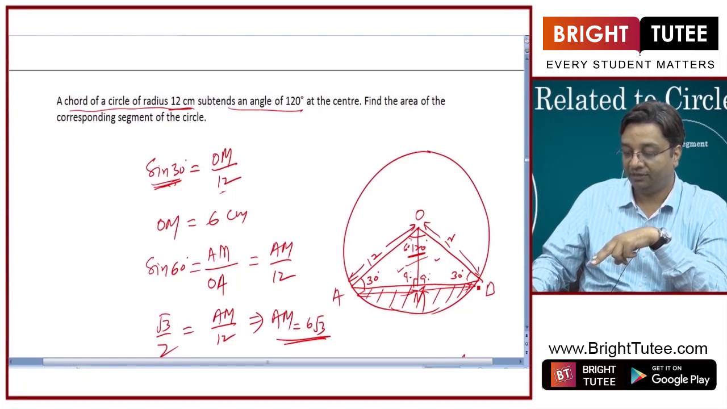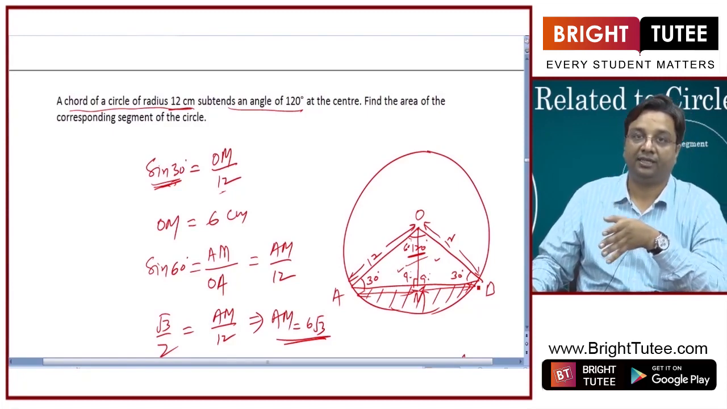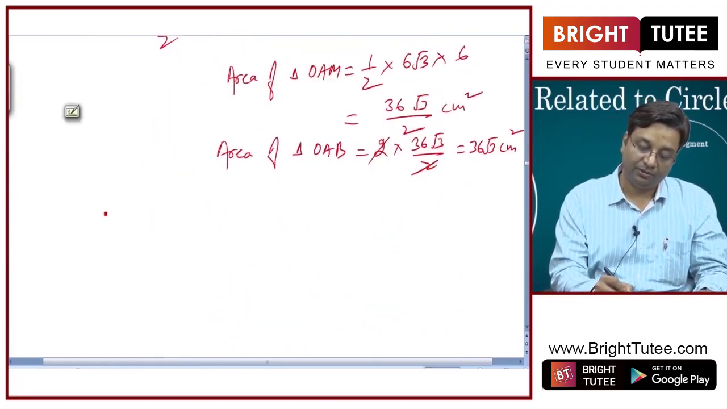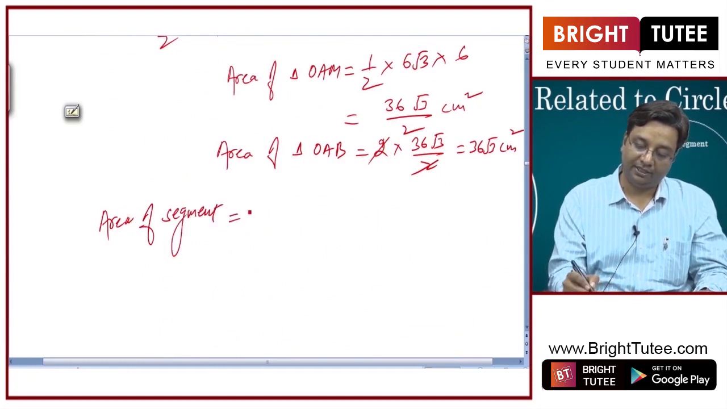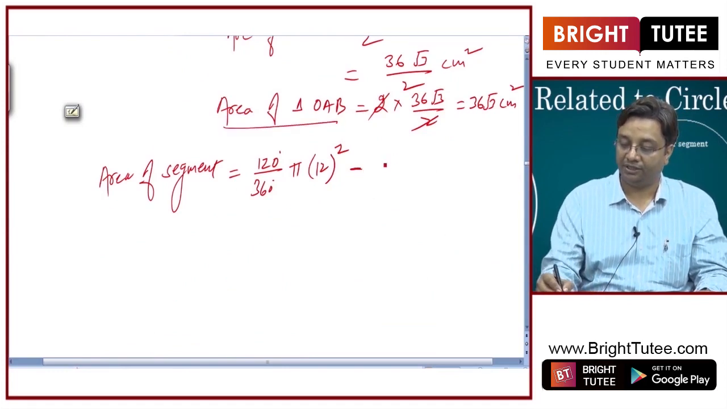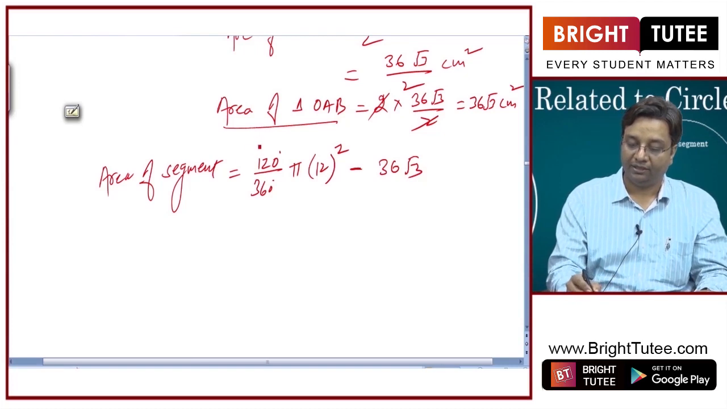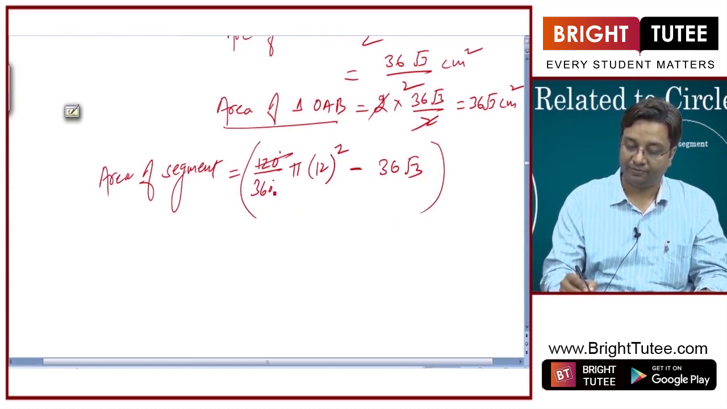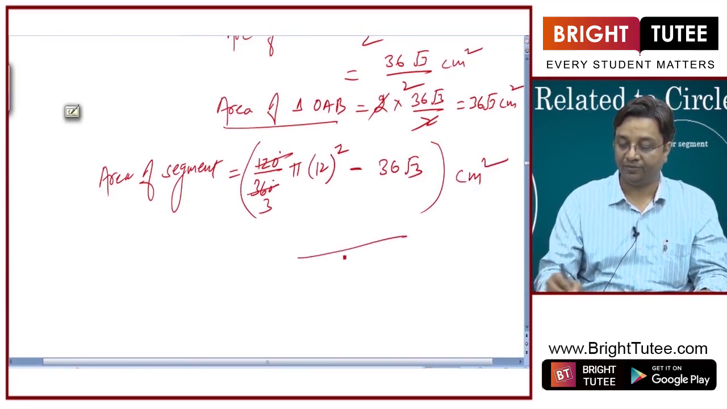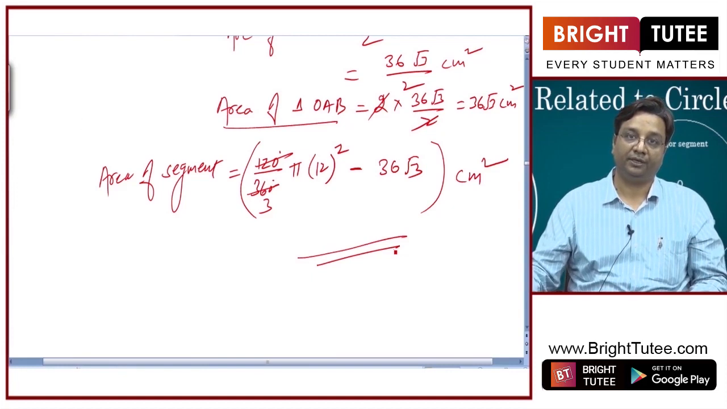We have already calculated the area of this triangle OAB. We will subtract the triangle from the sector to get the area of this segment. So area of minor segment is equal to theta by 360 pi r square minus area of this triangle, which is 36 root 3. So you calculate this and then write the unit as centimeter square. So this is the area of this segment, right?